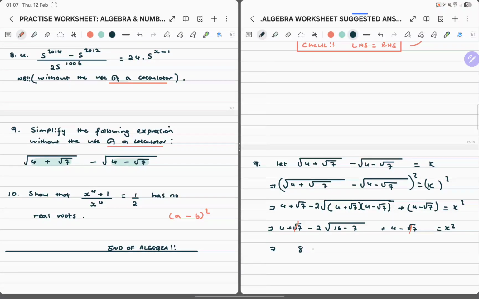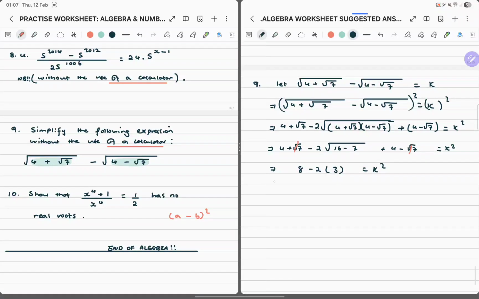4 plus 4 is 8 minus 2 into the root of 9, this is 3, equals k squared. So this implies that this is 8 minus 6, so this is 2, it means k squared is equal to 2. Now we do the gymnastic algebra stuff. So therefore this implies that k is going to be plus or minus 2.